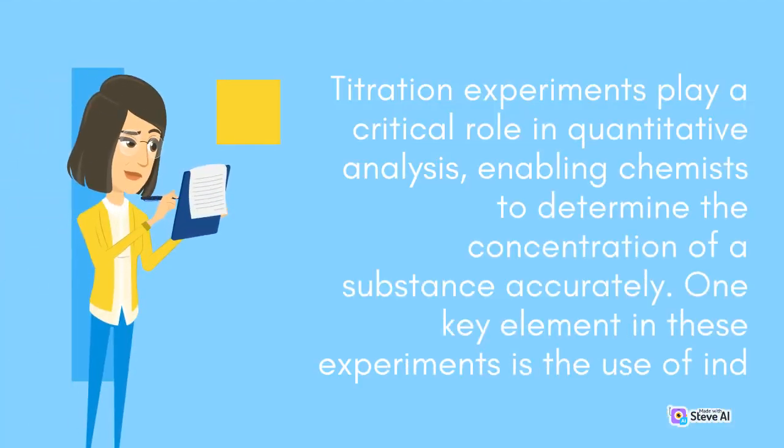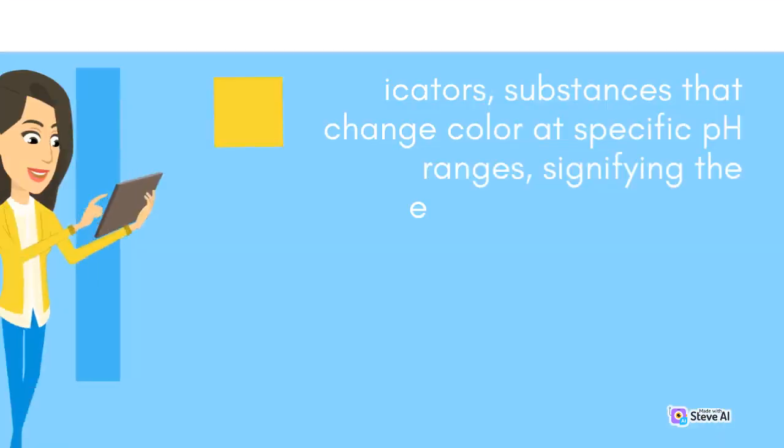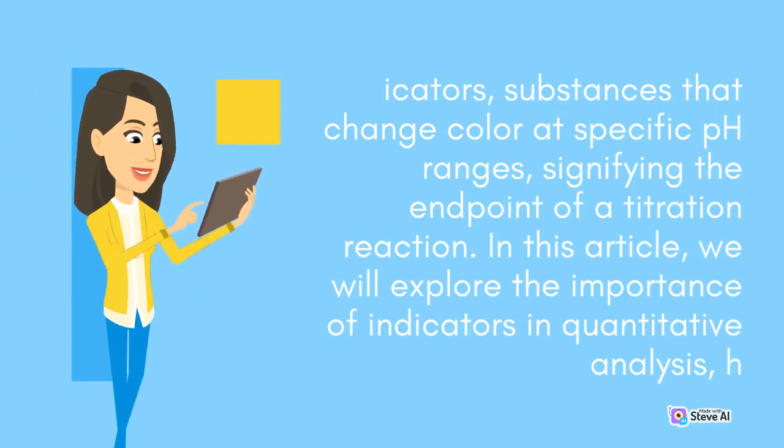Titration experiments play a critical role in quantitative analysis, enabling chemists to determine the concentration of a substance accurately. One key element in these experiments is the use of indicators, substances that change color at specific pH ranges, signifying the endpoint of a titration reaction.